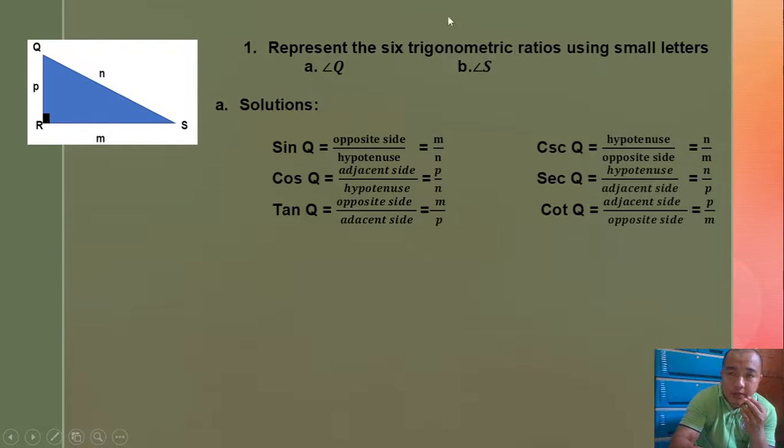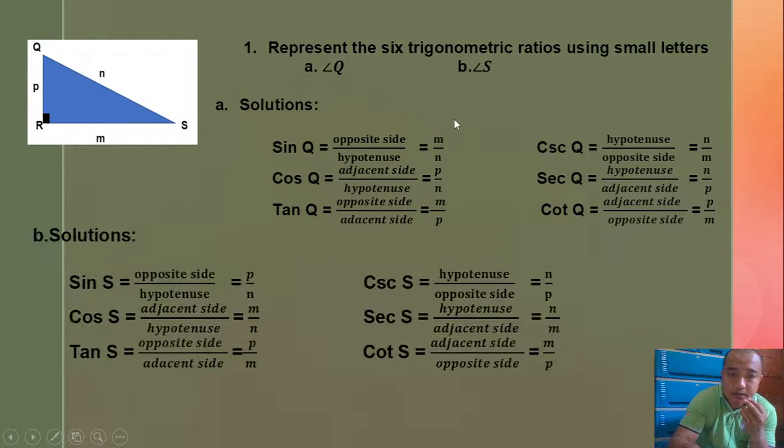Now, our reference angle B is S, angle S. Sine S is opposite over hypotenuse, so P over N. Cosine S is adjacent side over hypotenuse, so M over N. Tangent S is opposite over adjacent side, P over M. Therefore, cosecant S is N over P. Secant S is N over M, and cotangent S is M over P. Just flip the ratio, that's the inverse.